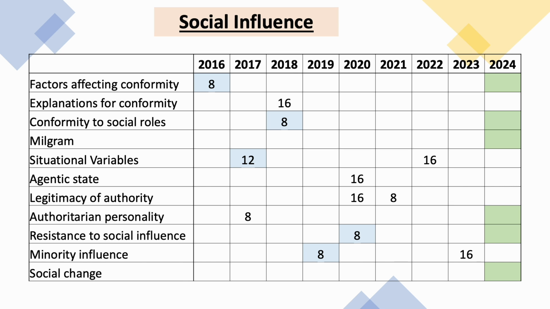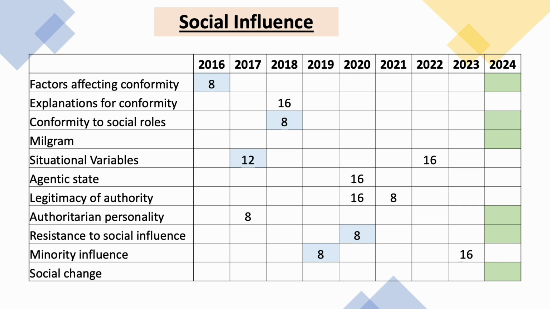The only one I'm not 100% convinced by is Milgram. Milgram's baseline research has never come up before, but equally Milgram has his hands in situational variables and also the agentic state, and so AQA might feel like they've covered all of those bases already. But I've marked it as green because ultimately it's never come up, and so it is always a possibility.